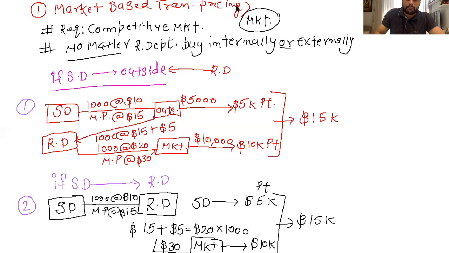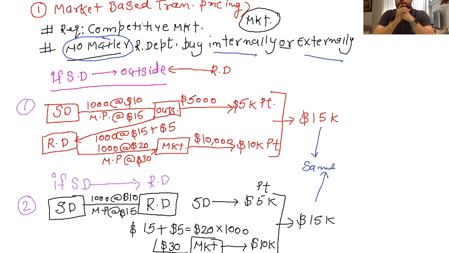That's the meaning of no matter whether you buy internally or externally, your profit will be the same. That is your market-based transfer pricing.